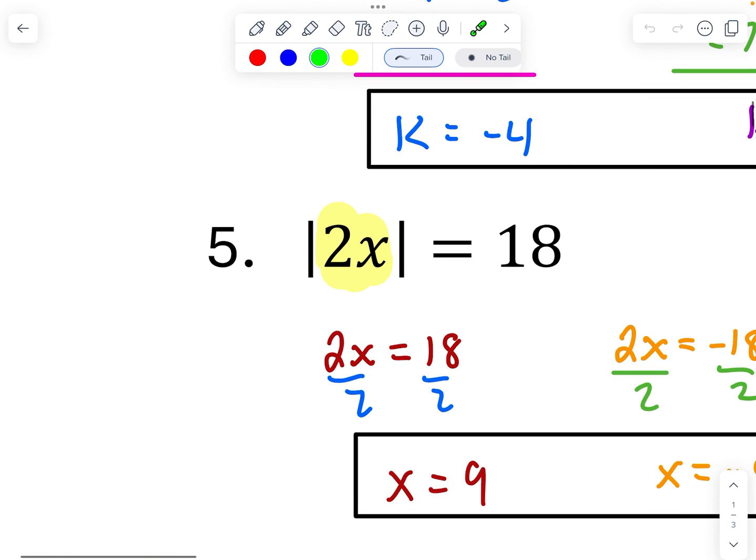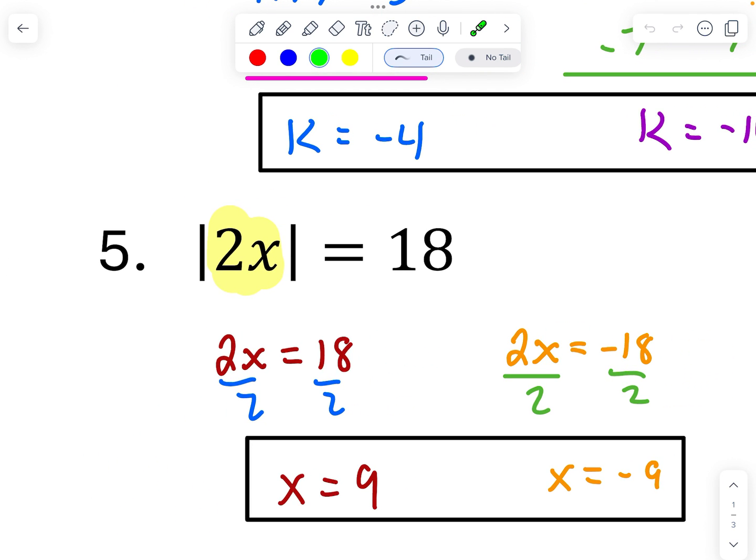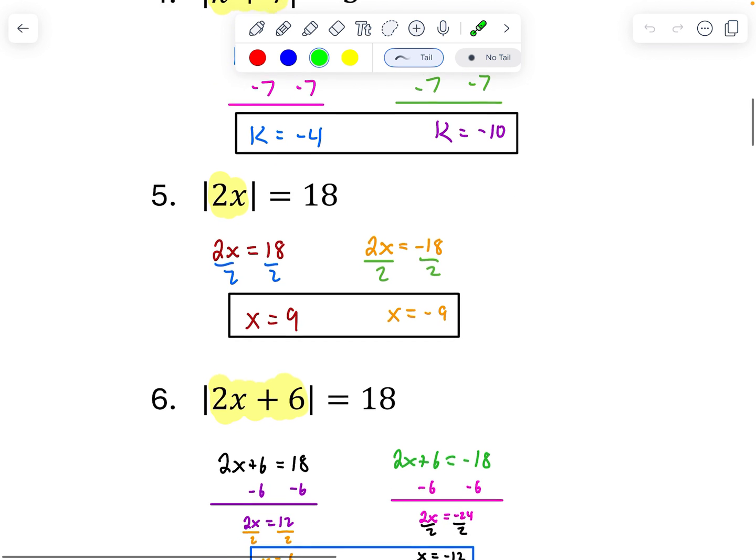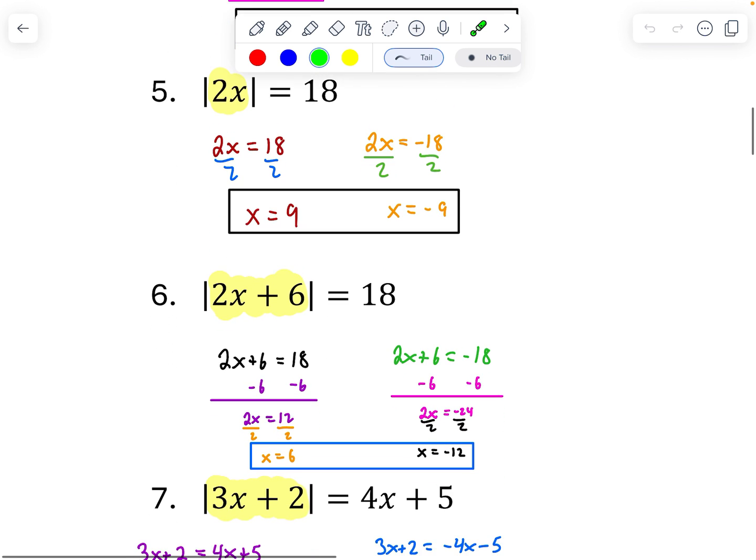On number 5, same thing. This represents some number which is 18 away from 0 on a number line. So that number is either 18 or negative 18. And then we find the x value that gives us those two numbers. Notice how on number 4, you can't just find one answer and then change the other answer to the positive or negative version of that. That's not how these work. It did happen on this problem, but it certainly does not happen all the time. In fact, it usually doesn't.